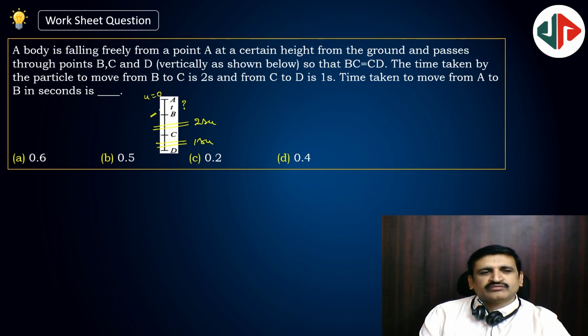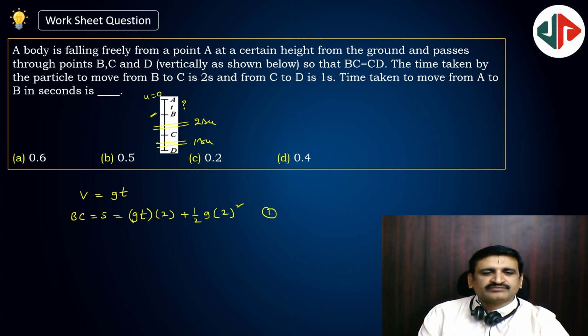V is equal to u plus at, so with g, I can write V = gt, that is the velocity. Next, distance BC, distance BT: s is equal to ut plus half at square. What is u? u is g, so this is ut plus half gt square. This is equation 1.